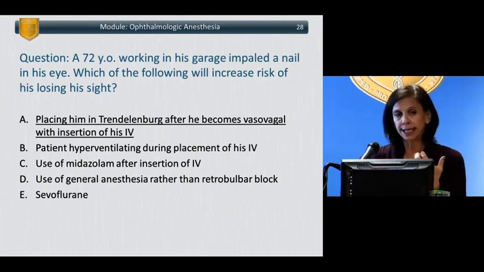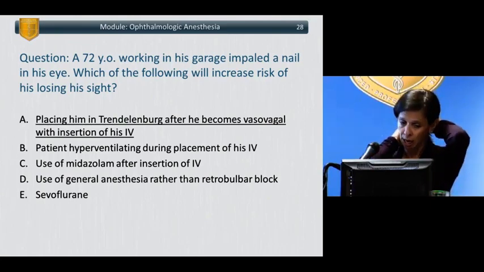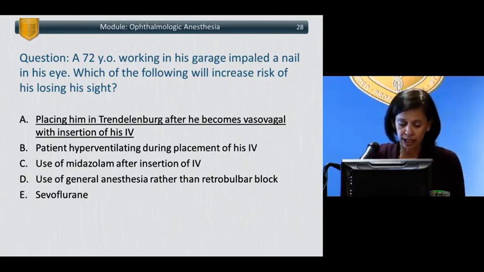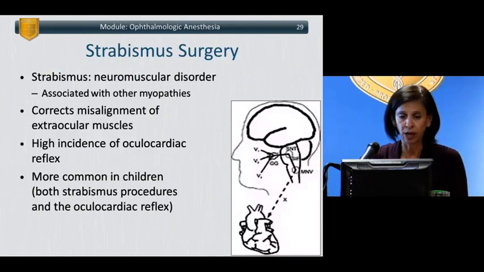Midazolam will lower his anxiety, which may lower his blood pressure, which is actually a good thing. And there doesn't seem to be any evidence of any difference in outcomes with either the use of general or retrobulbar blocks. Sevoflurane would typically be a cardiac depressant, which would lower blood pressure, which would lower intraocular pressure secondarily.